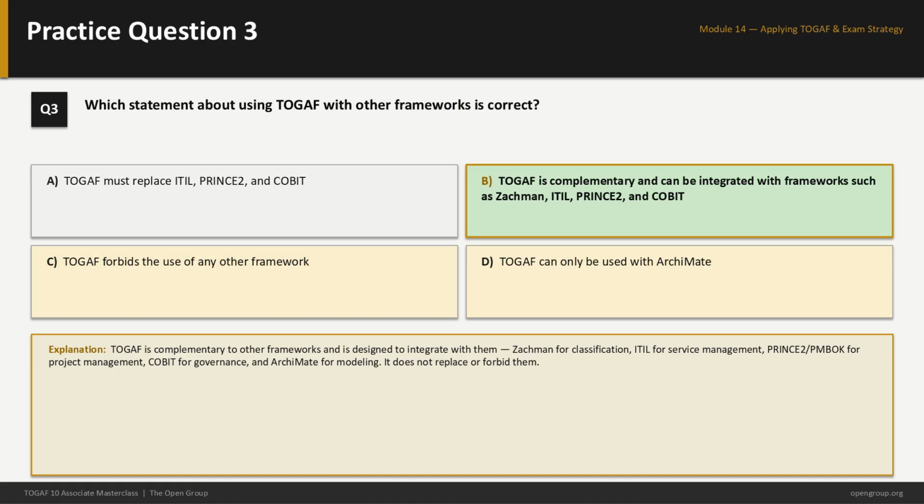Question 3. Which statement about using TOGAF with other frameworks is correct? Pause to consider your answer. The correct answer is B. TOGAF is complementary and can be integrated with frameworks such as Zachman, ITIL, Prince2, and COBIT. TOGAF is complementary to other frameworks and is designed to integrate with them. Zachman for classification, ITIL for service management, Prince2/PMBOK for project management, COBIT for governance, and ArchiMate for modeling. It does not replace or forbid them.